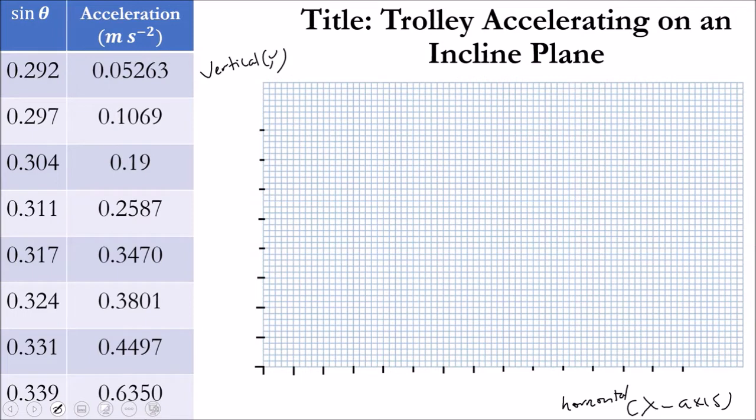Can you please make sure that the vertical axis is where we put our dependent variable? So the thing that we were trying to measure was acceleration. So make sure you have acceleration. Please ensure you have the correct units. Sine theta down here, and because it's measured in degrees, you put degrees here.